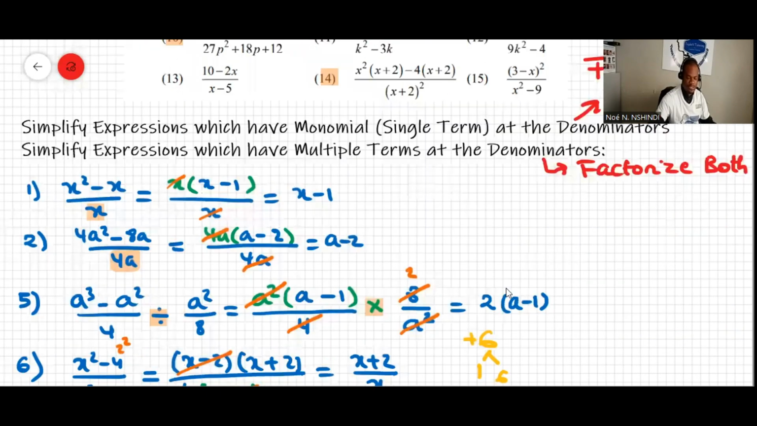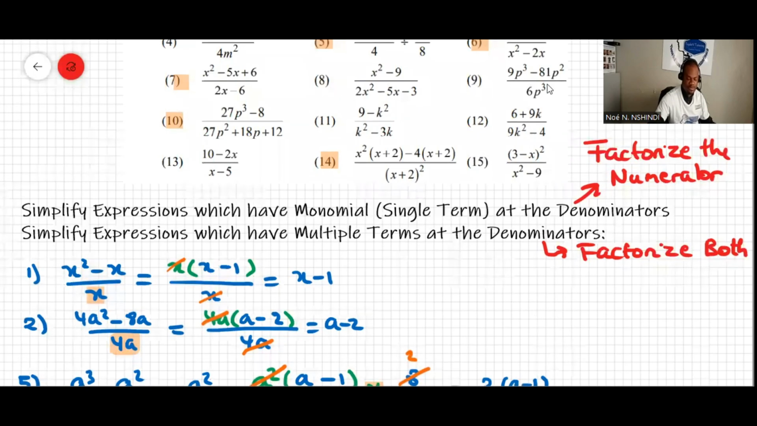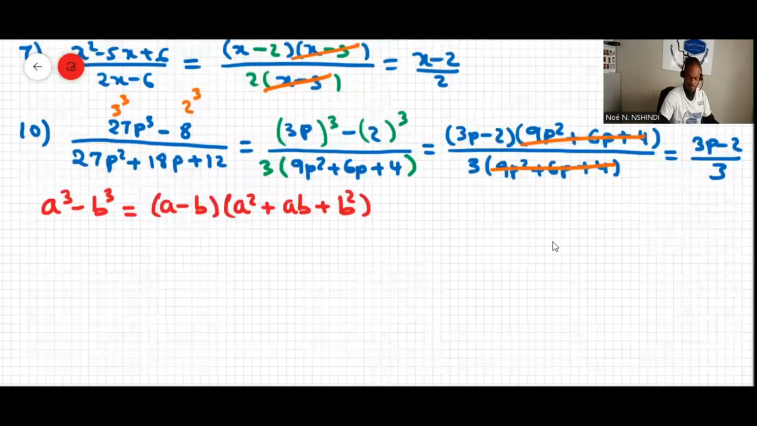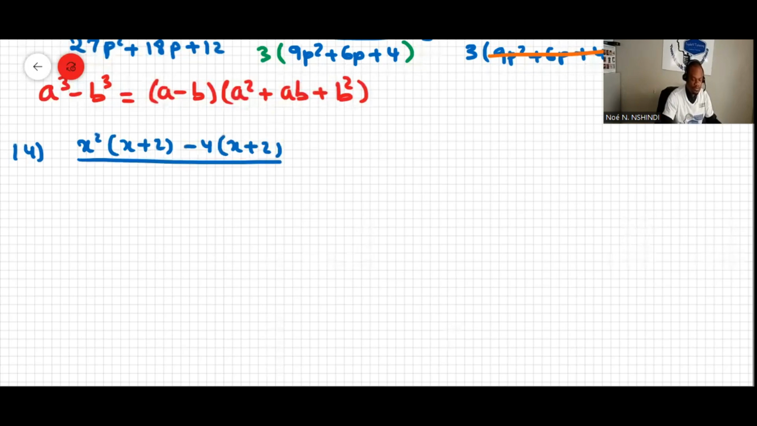Okay, 14. That says x squared open bracket x plus 2, minus 4x plus 2, all over x plus 2 raised to the power of 2. Now, in this case, we notice that we have x plus 2 over here and then there also. So what can we do?